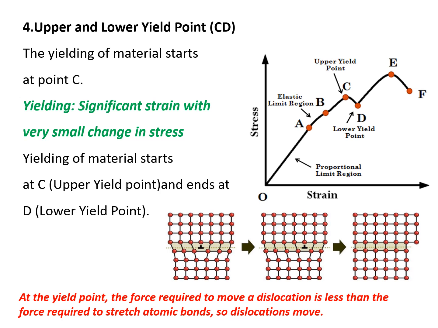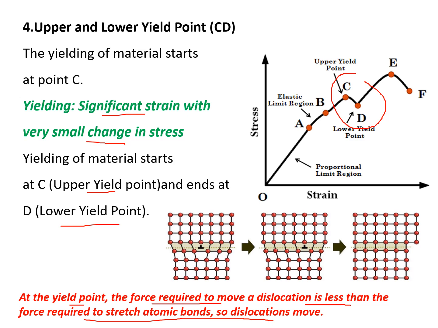Now the next region, that is C to D, which is known as the yielding. Yielding means we are getting the significant strain with very small or no change in the stress. Okay. Now why do we have the yielding of the material? Now we have to understand. This yielding will start at C, so that is known as the upper yield point, and that will end at point D, which is known as the lower yield point. Okay. So at the yield point, the force required to move dislocation is less than the force required to stretch atomic bond, so dislocation moves.